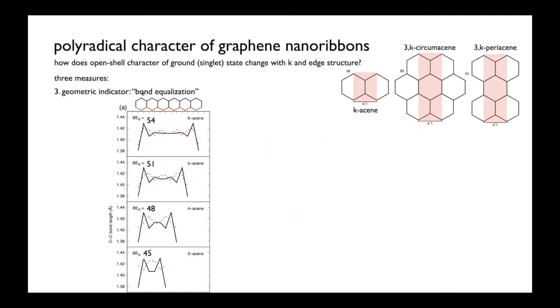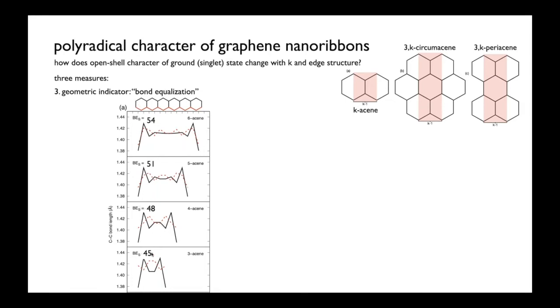I could also look at geometric indicators of polyradical characters in these systems. In particular, something that's called a bond equalization. So if I have this 1, 2, 3, 4, 5, 6 acene, and I plot the CC bond lengths for the bonds that are highlighted in red, I see that for the smaller members of the series, these bond lengths alternate. So the black is for the singlet state and the red is for the triplet state. So let's just focus on the black. And then bond equalization is kind of a lack of this alternation.